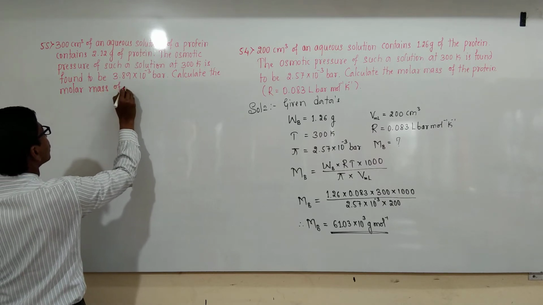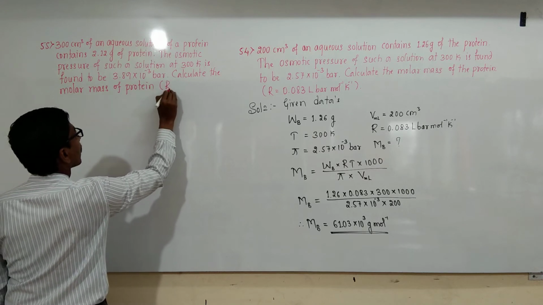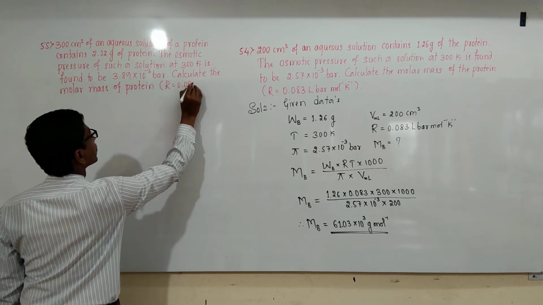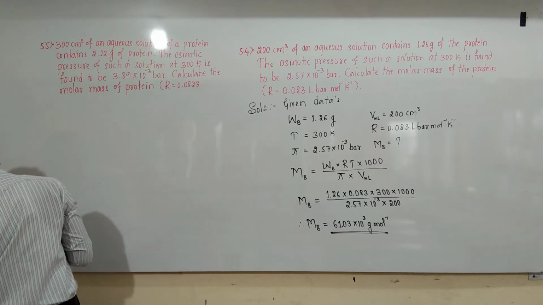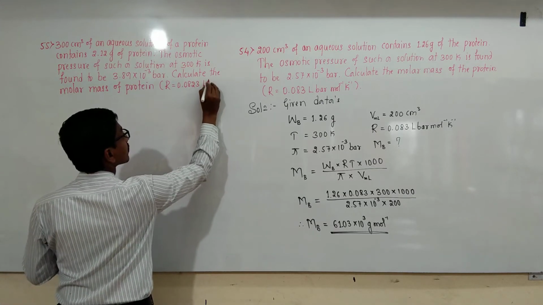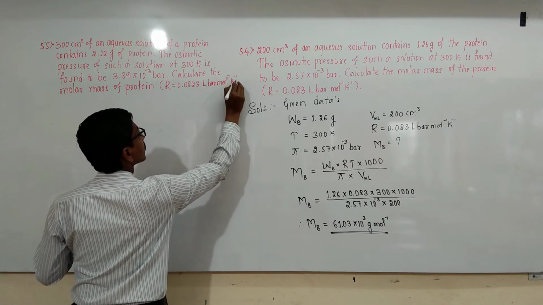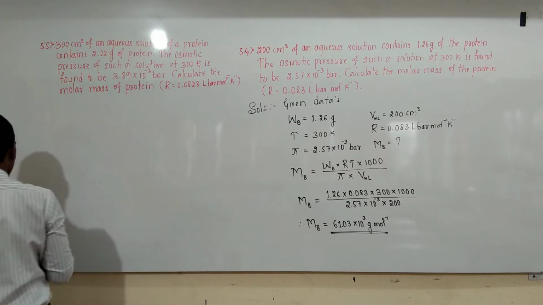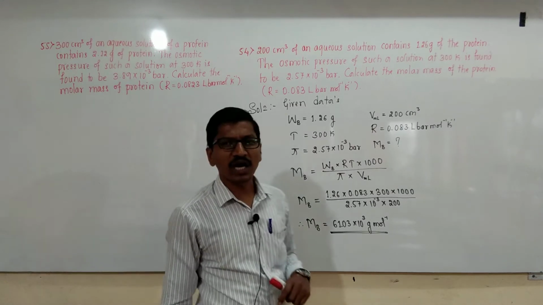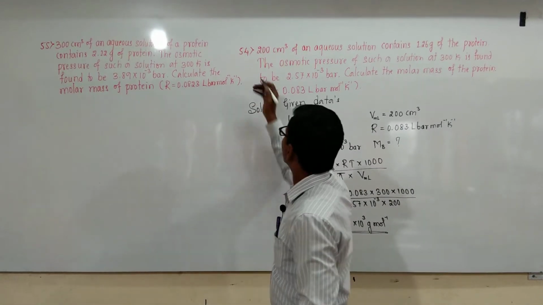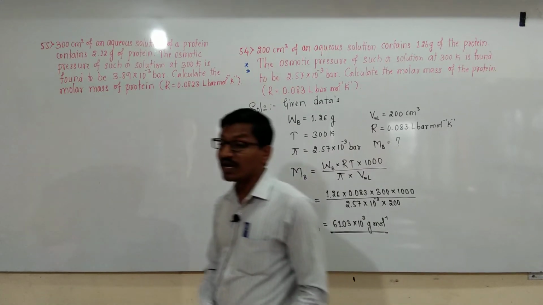Molar mass of protein, and R value is 0.0823 liter bar per mole per Kelvin. In this problem, same only values are different, and this is asked one time in your annual examination.